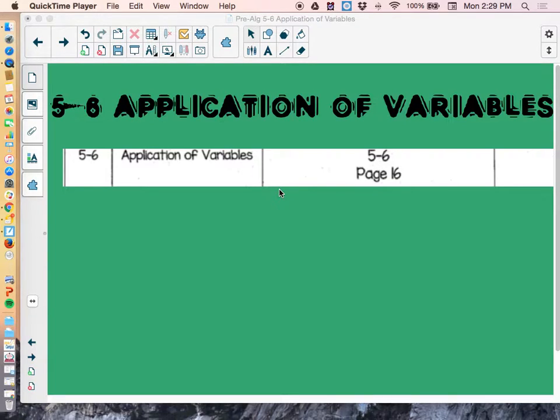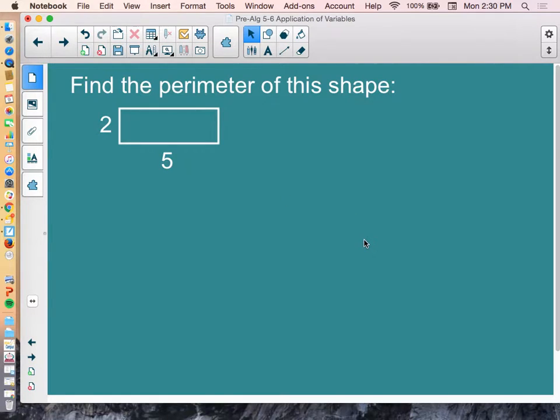Lesson 5-6 is application of variables. It's basically a summary of all of the lessons that we've done so far in Unit 5, Introduction to Algebra. Your homework will be on page 16, notice, and there's really no place to take notes, so we're just going to start there. Before we do that, though, I just want you to take a look at a couple of applications of what we're going to be learning.